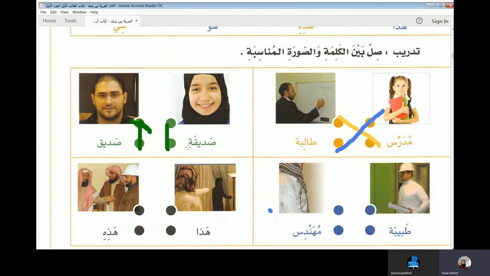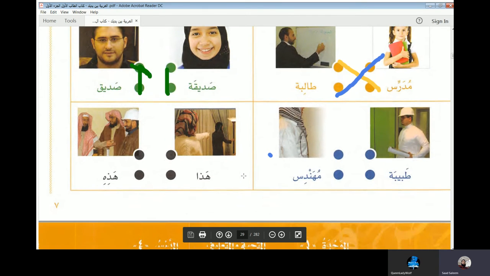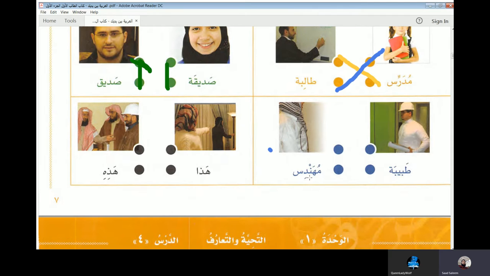Then we have: join the word with the appropriate picture. For example, here you see Taliba. We draw a line to join it with the picture of this girl. Then we see this man, which is a teacher, so we join it with Mudarris. Sadiqa means female friend, so we join it with this girl. And Sadiq means male friend, so we join it with this man. Similarly, you will draw a line with these pictures to join the word with the appropriate picture. This is homework.